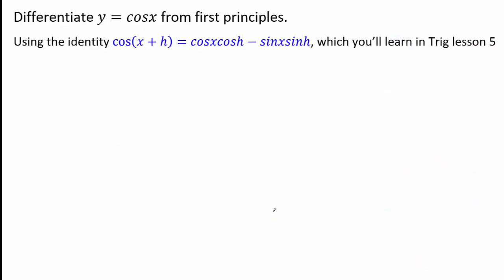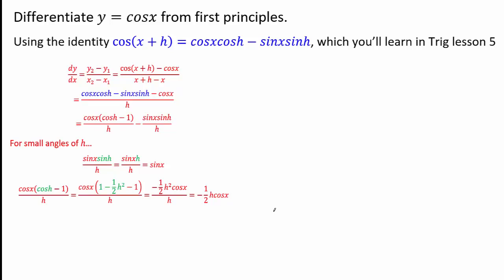Okay, this time, so this gets interesting. Can we differentiate y equals cosx from first principles using the identity which we will learn in trig lesson 5? I'll go through this one with you, so follow the steps along, please.